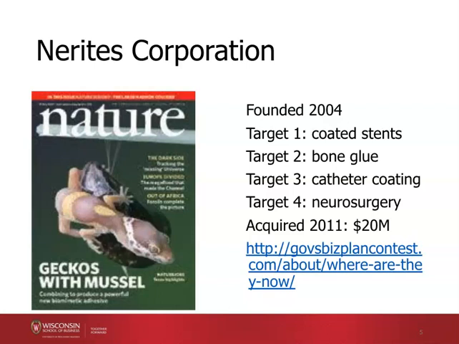We founded the company in 2004. We initially went after coated stents. When that was unsuccessful, we attempted to develop a bone glue. Then that was a situation where the technology actually was not capable of the application that we needed, so we went after a new application of a catheter coating. That also was unsuccessful because of challenges with the specific market. And then finally, we found the application in neurosurgery that resulted in the successful sale of the business in 2011.